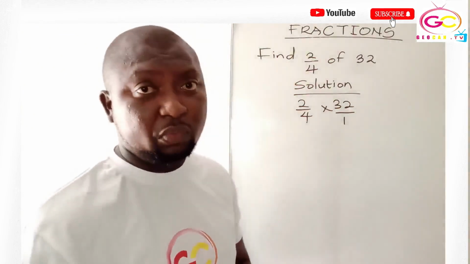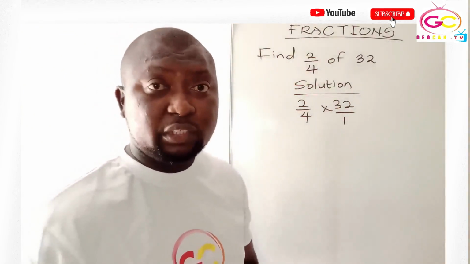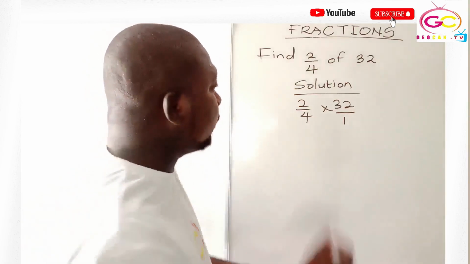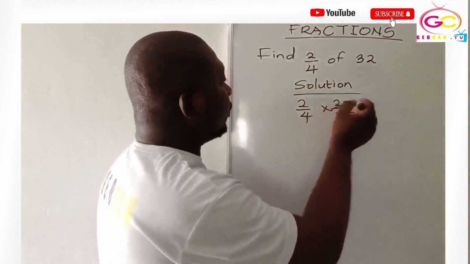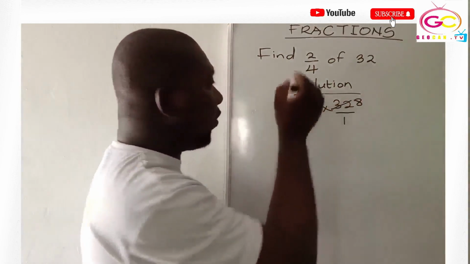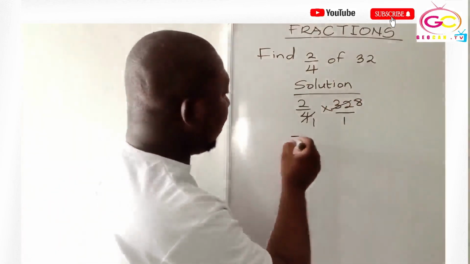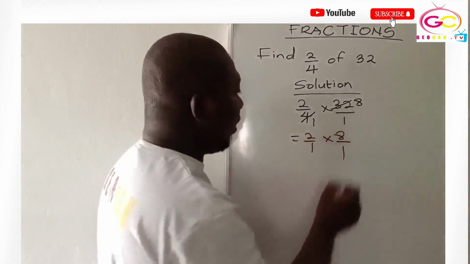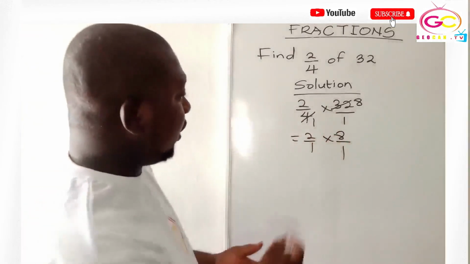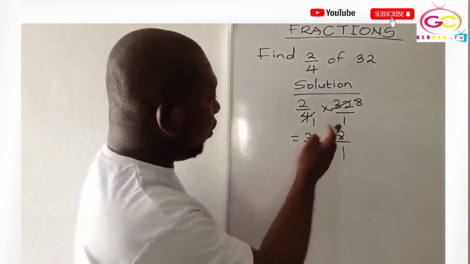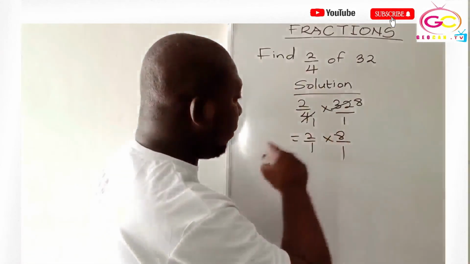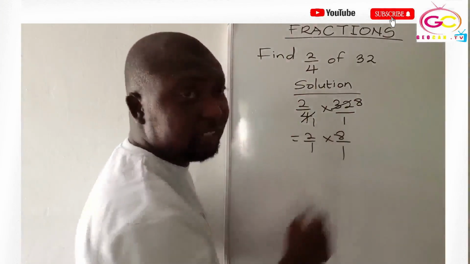4 times 4 will give us 32. 4 1s are 4, 4 2s are 8, 4 3s are 12, 4 4s are 16, 4 5s are 20, 4 6s are 24, 4 7s are 28, 4 8s are 32. So 4 will go into this one 8 times. 4 will go into itself once, right? So you have 2 over 1 times 8 over 1. Good. Now, can we cancel again? No, we can't cancel again. No, there is no cancellation. So now you can multiply them horizontally now.